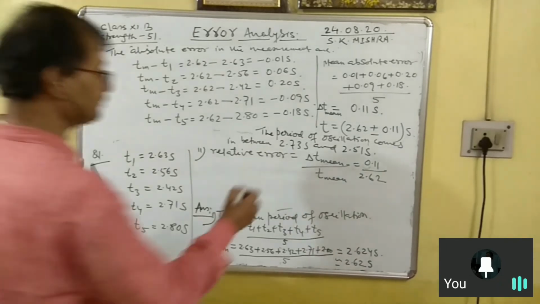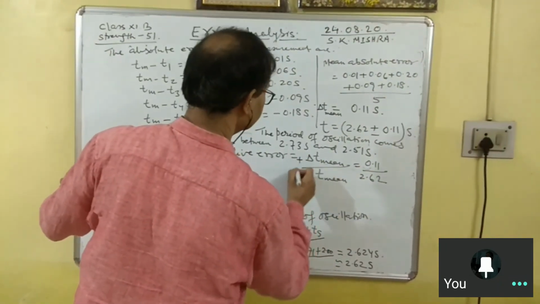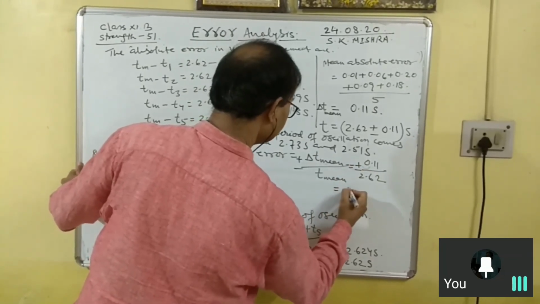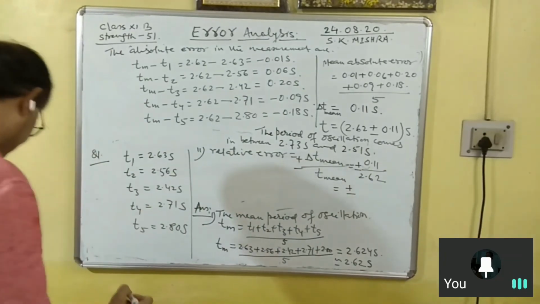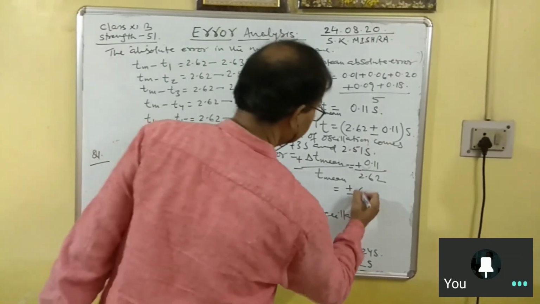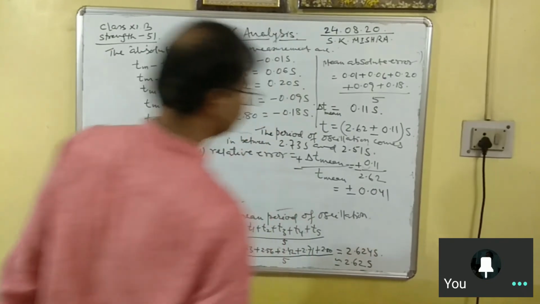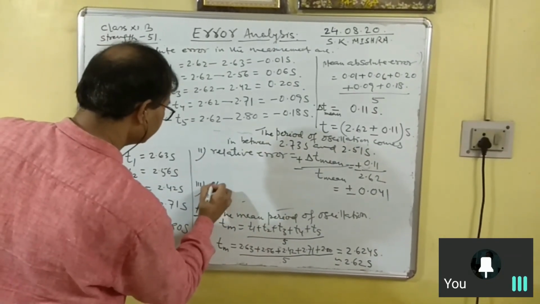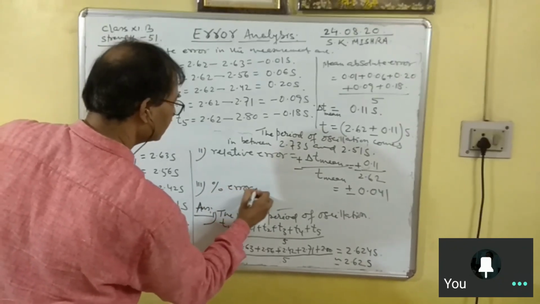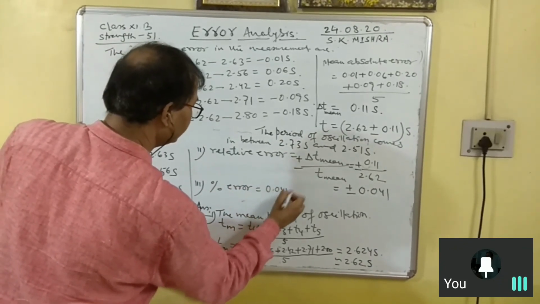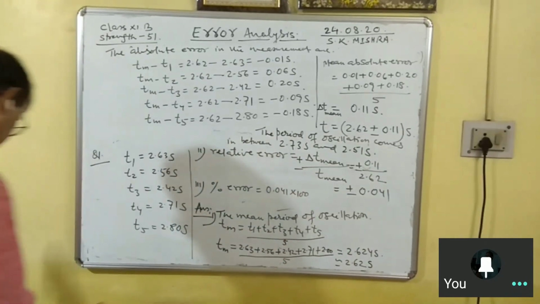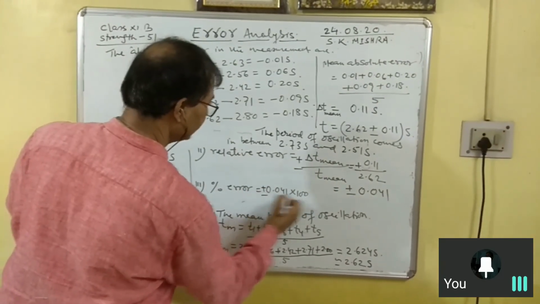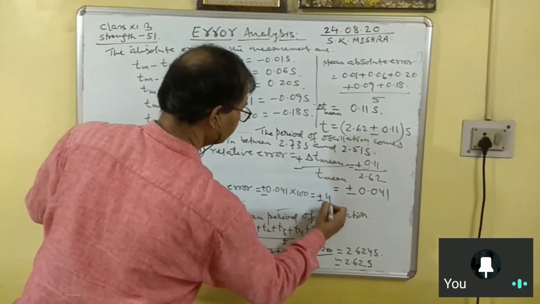Now if you divide it, put a plus minus sign also. After dividing you will get plus minus 0.041. And what is percentage? Multiplied by 100. So percentage error is equal to 0.041 into 100. So it's how much? Plus minus 4.1%.